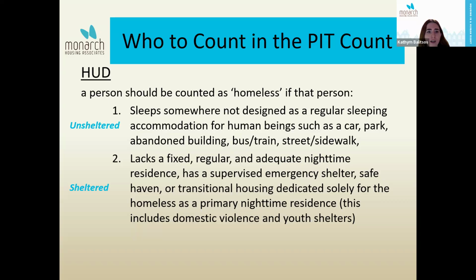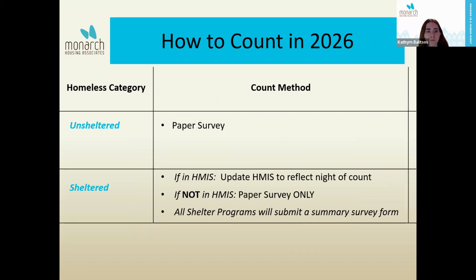Okay, so how to do the count. Anyone who's unsheltered will be counted through a paper survey. For sheltered programs, it will be in HMIS. If the client is in HMIS, you'll be updating HMIS to reflect that on the night of the count. If they're not in HMIS, then you'll be doing a paper survey only. In general, all shelter programs will be submitting a summary survey form.